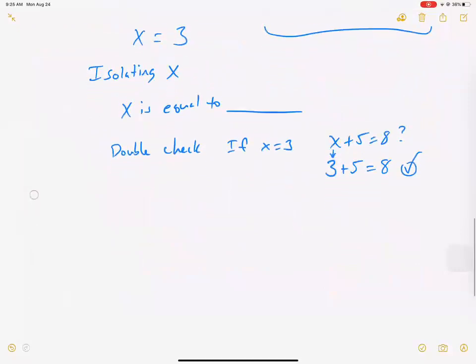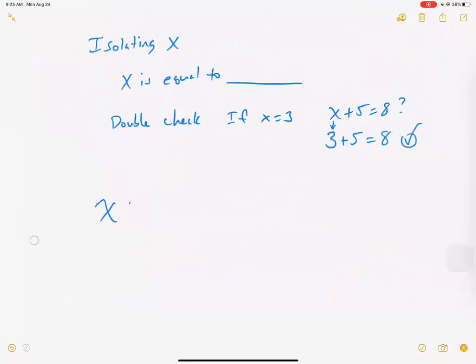Let's do a minus this time. Let's do x minus 4 is equal to 10. Some number minus 4 gave us 10. You could start guessing this. 10 minus 4 is 6, too small. 11 minus 4 is 7. 12 minus 4 is 8. 13 minus 4 is 9. 14 minus 4 is 10.